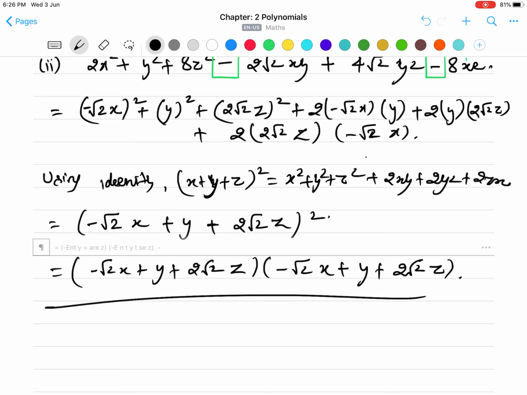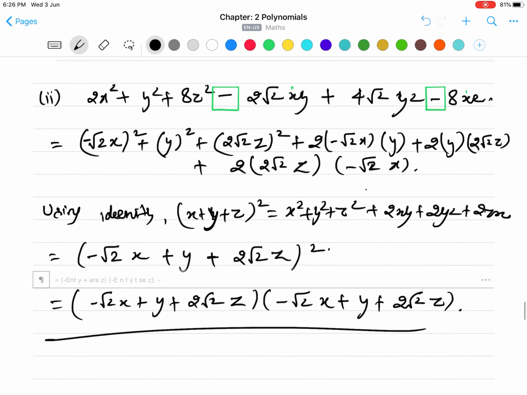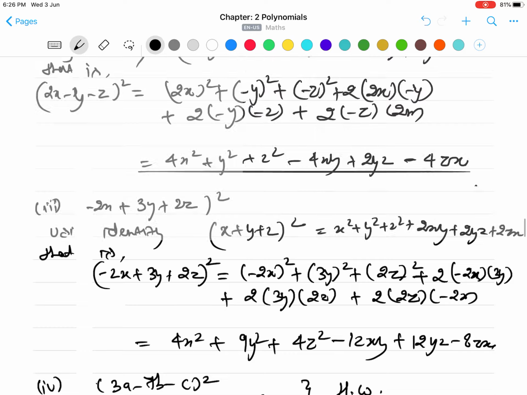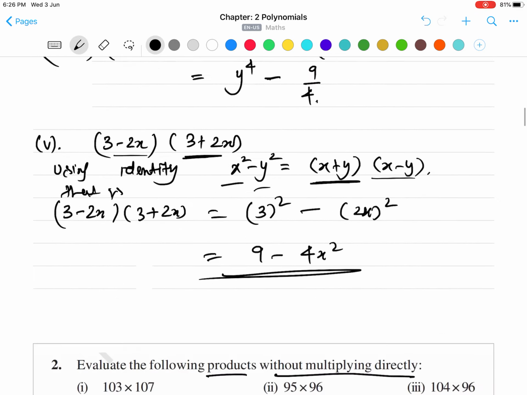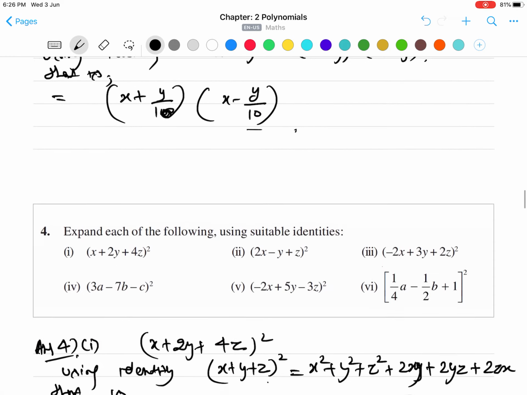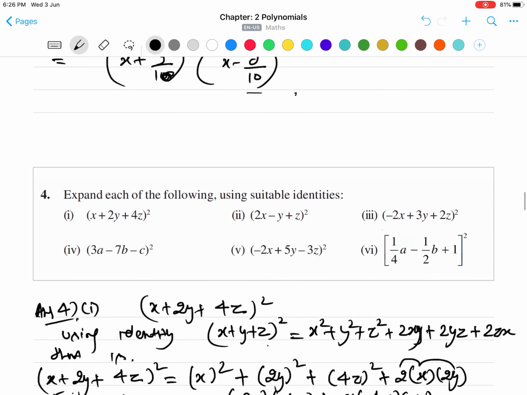We'll continue the remaining questions in the second part of this exercise. Now you can practice all the questions to understand them better. Before that, you have to learn by heart all the algebraic identities.